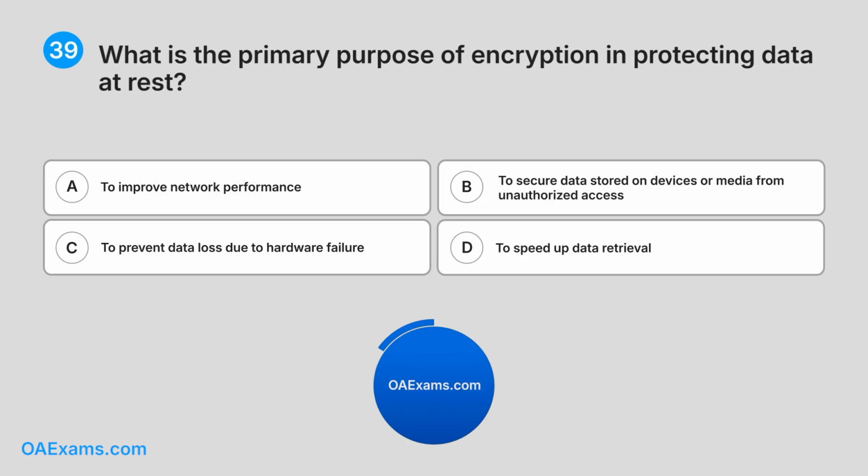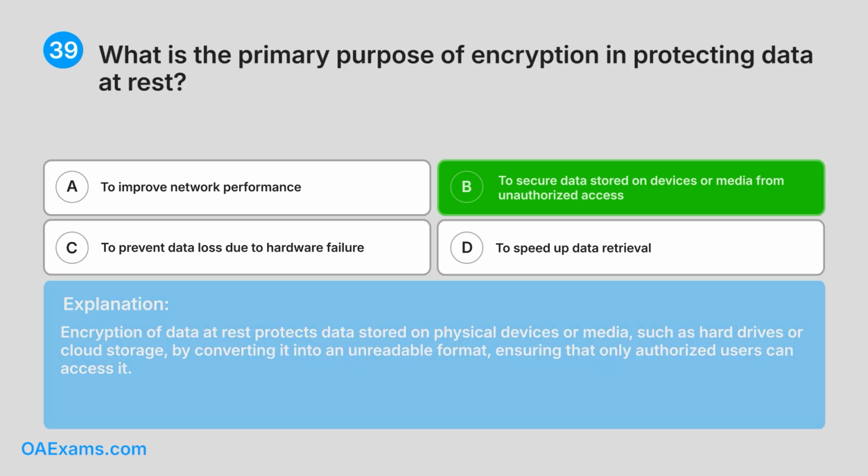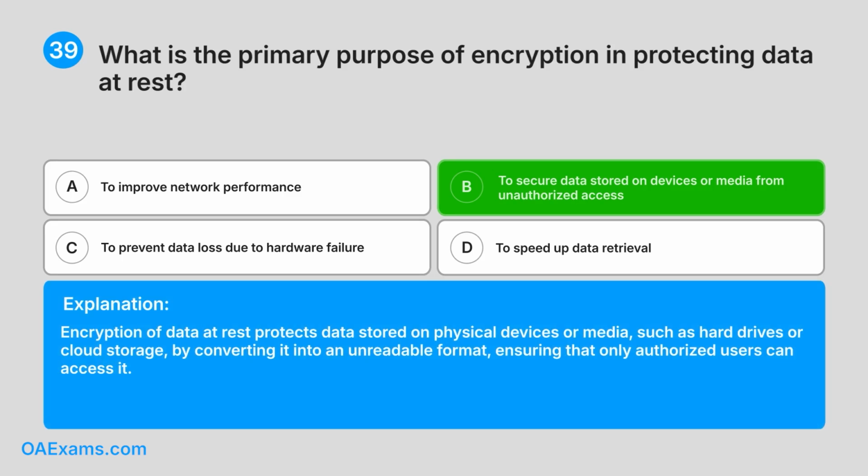Correct answer. B. To secure data stored on devices or media from unauthorized access. Explanation: encryption of data at rest protects data stored on physical devices or media, such as hard drives or cloud storage, by converting it into an unreadable format, ensuring that only authorized users can access it.